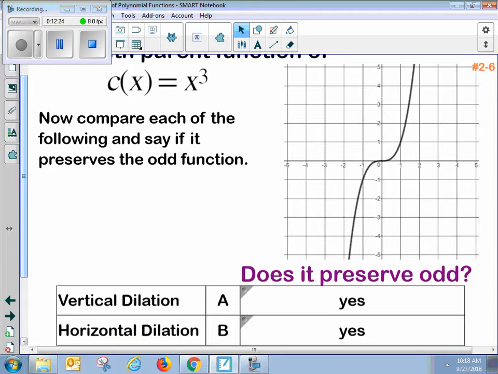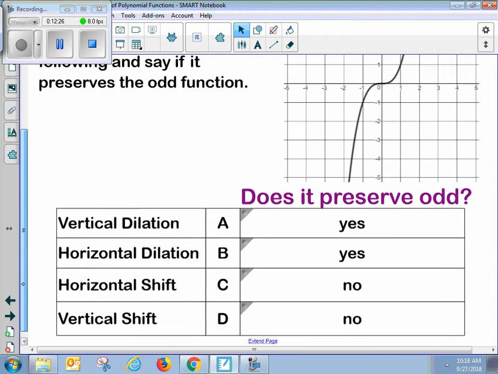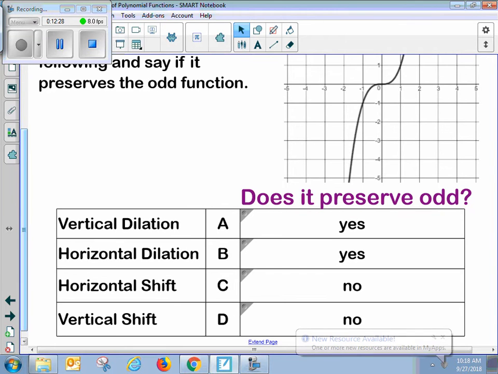No. So what I did on the table is let you know what preserves it being an odd function. You can stretch and compress vertically and horizontally, but as soon as you move it right, left, up, or down, it's no longer going to be an odd function. Question? So all the dilations are fine. Yes, you got it.